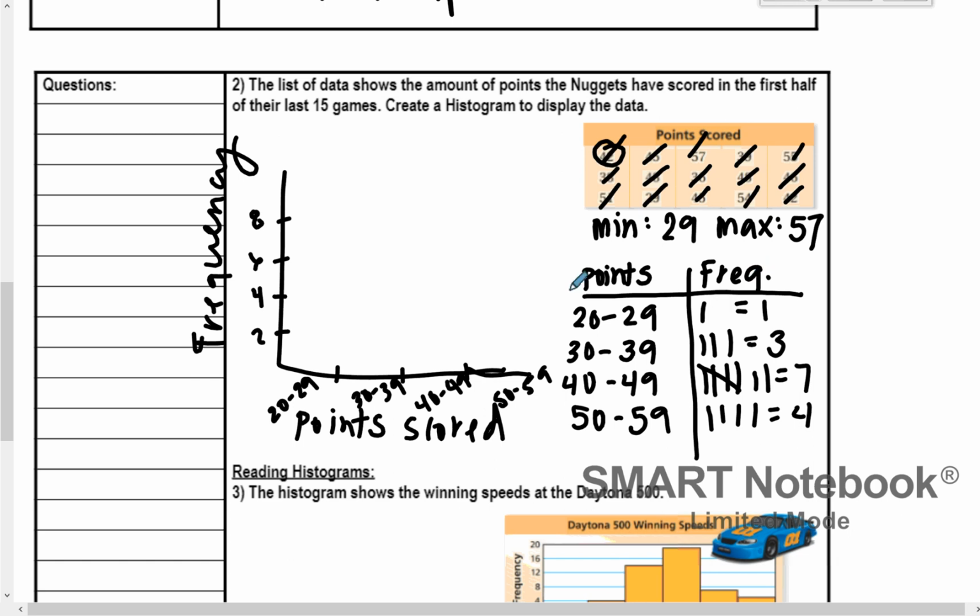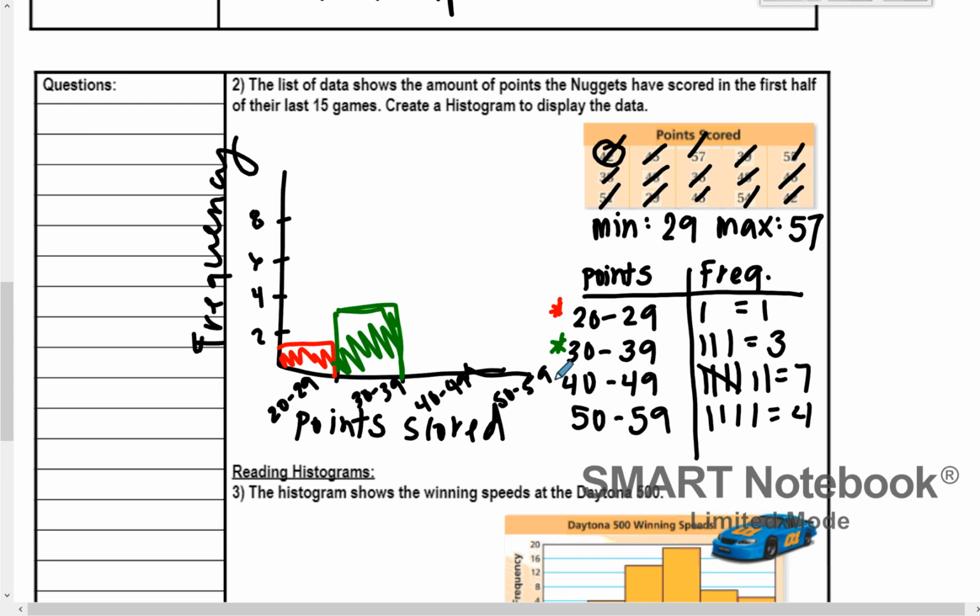All right, again, I'm going to use colors. So for my 20 to 29, it's going to be a red bar. There's 1. So I go up to where the 1 is, draw my line across, shade it in. Then I'm going to use my green. For 30 to 39, I go up to where the 3 is, draw my line across. Oh, that was bad. Bring it down and shade it in.